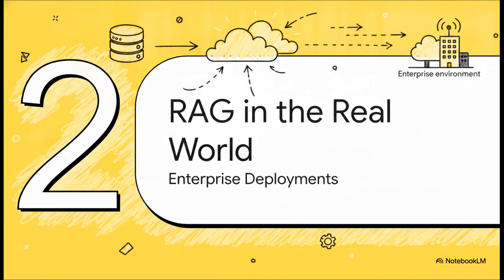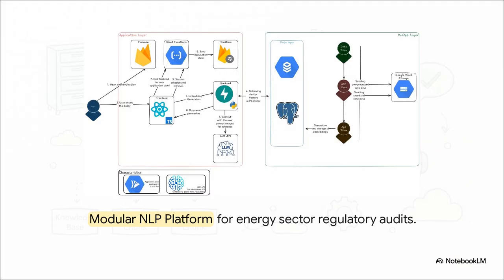Section 2. RAG in the real world. Enterprise deployments. To see how this actually works in practice, picture a real-world setup like the CMIG Energy Sector Audit Platform in Brazil. You have a highly structured flow. You start with the application layer, handling the front end and session state management. Then user queries move into the data layer, where they're converted into embeddings and compared against a massive vector database of insanely complex regulatory documents.